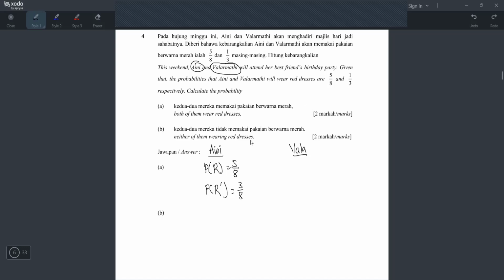Okay, because total probability must be 1, right? So it's either she wears red or she doesn't wear red. So if the probability she wears red is 5 over 8, then the probability of her not wearing red is 3 over 8. What about Vala? Vala's probability of wearing red is 1 over 3, and then probability of not wearing red is 2 over 3, right? And then I already said, don't look at what they want, because if you look at what they want, it will restrict your thinking, and then you will do the wrong thing.